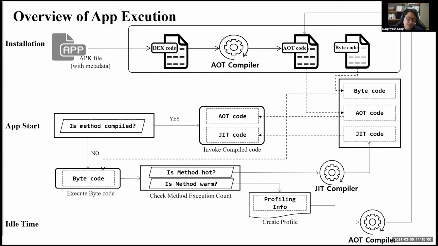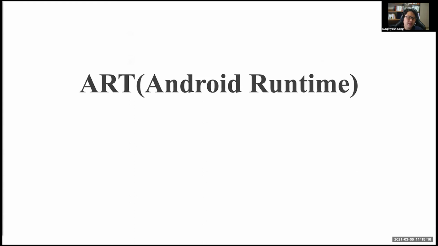As you can see here, ART has various states of code and a complex structure where apps are optimized and executed based on the patterns of the individual and the entire user base. Okay, now I'd like to take a closer look at the Android runtime at the code level. Based on that, I'm going to propose a technique to analyze the execution of apps through ART customization.